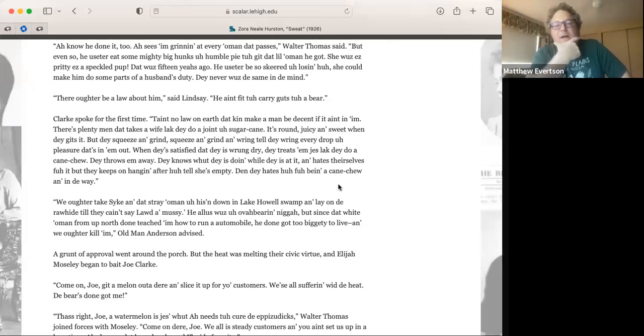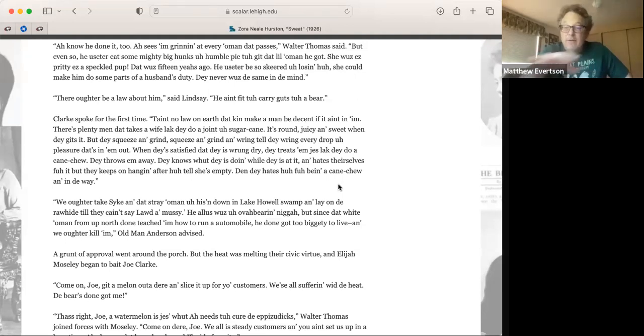There ought to be a law about him, said Lindsay. He ain't fit to carry guts to a bear. Clark spoke for the first time. Tain't no law on earth that can make a man be decent if it ain't in him. There's plenty of men that takes a wife like they do a joint of sugar cane. It's round, juicy, and sweet when they gets it, but they squeeze and grind, ring till they ring every drop of pleasure that's in them out. When they satisfied that they is wrung dry, they treats them just like they do a cane chew.